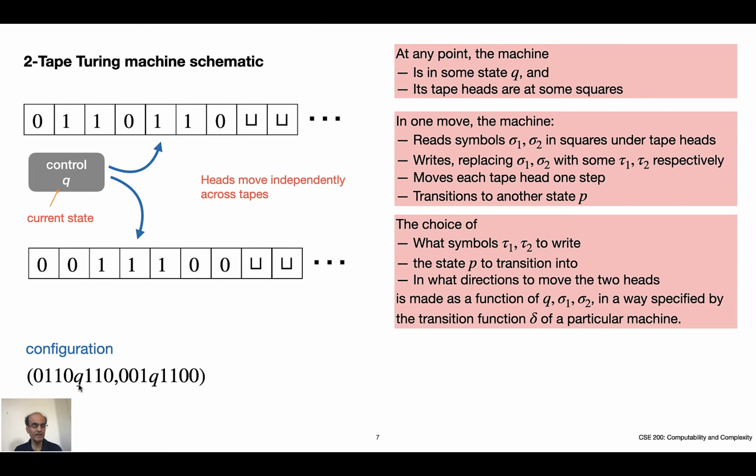Putting the Q here means the head is scanning the first symbol of this string, which is a 1. That is the head of the first tape. There's a corresponding configuration for the second tape, which puts the Q in a different position because the head there is scanning the 4th square rather than the 5th square. Notice it's the same Q. You have one state in the control, not one per tape.